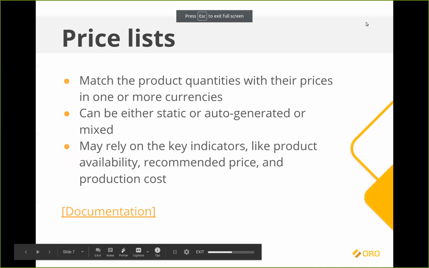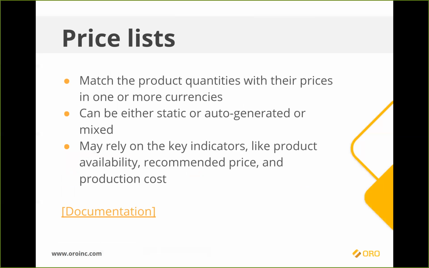Let us continue. The next important thing we have to talk about is the price list. So the price list is the core entity in the pricing component. A price list is a group of prices, and it basically matches the product quantity with their prices in one or more currencies. So remember those combinations of 5 items? Price list is one of those 5 unique parameters.